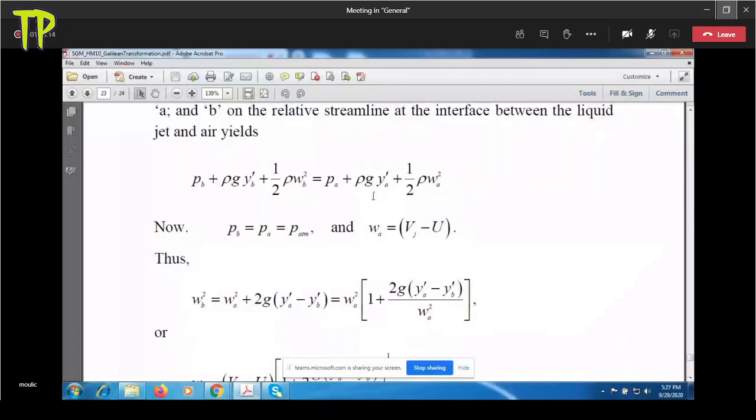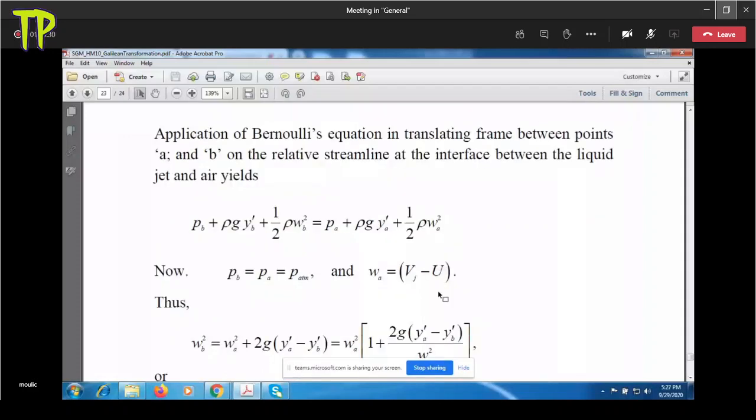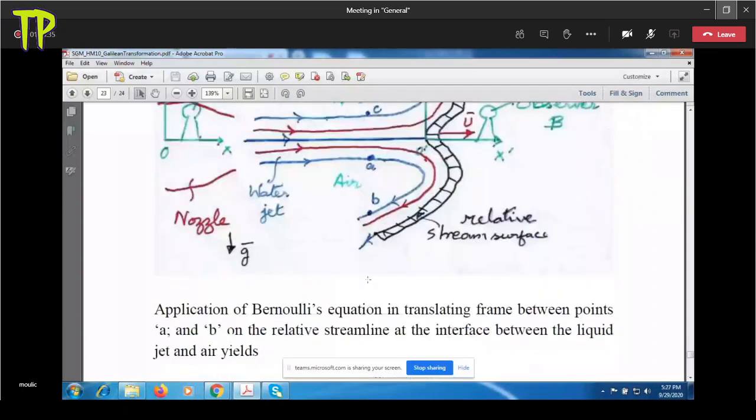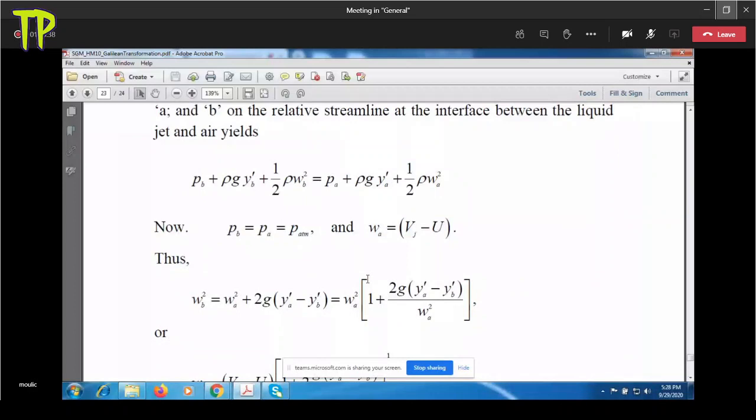Now I can factor out WA square here and write it as WA square times (1 plus this quantity), 2g times h by WA whole square. h is this difference, YA minus YB. As you can see, YA is larger than YB. Now you tell me what are the units of this term? Two g times this difference in the elevation by WA square.